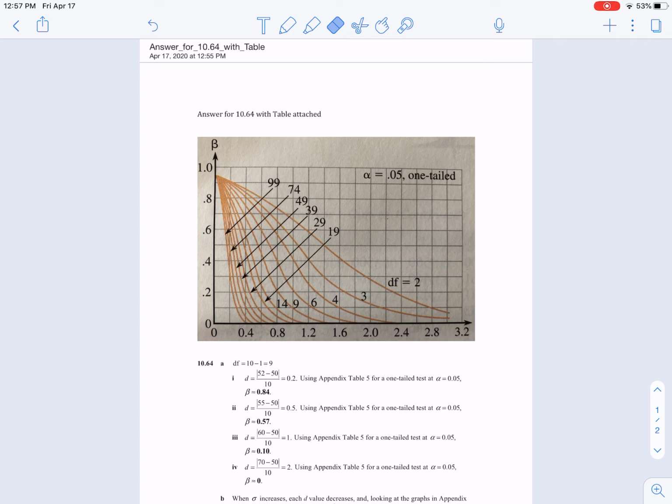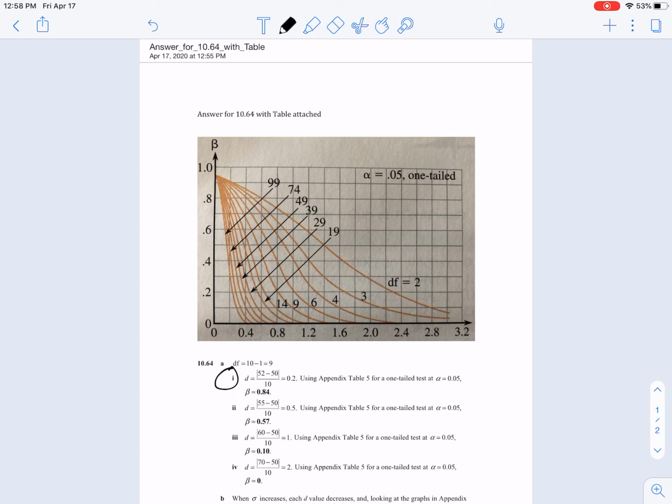Okay, so we're looking at this 10.64 and basically how to use the table. What I'm going to take you through is this one right here. You see we've got the x1 minus x2 over 10, right? So we're looking at the 0.2. We're going to use this on a 0.05. That's our one-tailed t-test, and our degrees of freedom are number 9.